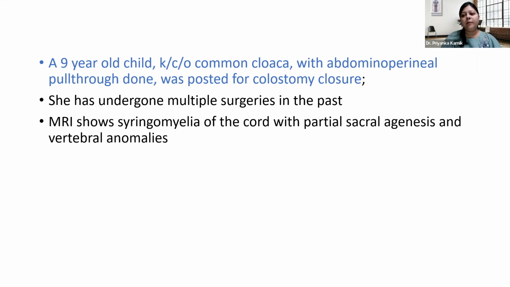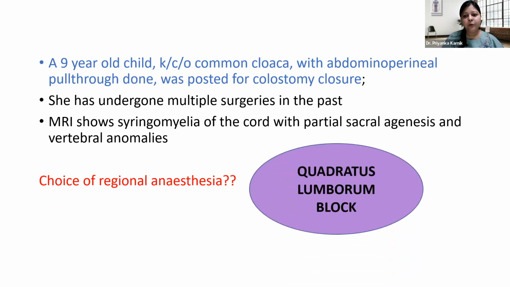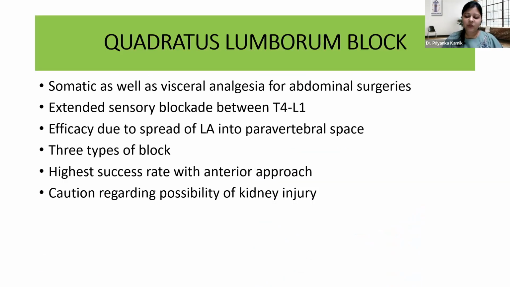Again, the epidural space is out of bounds for us. So what would be our choice of regional anesthesia over here? We would have definitely liked to give an epidural block, but since we are not able to, we would go for a quadratus lumborum block. Now, quadratus lumborum block is a slightly complex block. You cannot actually call it a plan A block, but if we gain that expertise, we will be able to perform that. Now, there are 3 types of quadratus lumborum blocks.